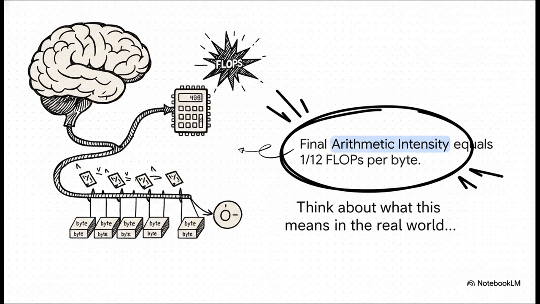I want you to really think about what this means in the real world. For every 12 bytes of data we painstakingly drag from memory across that massive communication bottleneck, we only execute a single mathematical operation. Honestly, that is a highly inefficient use of bandwidth.